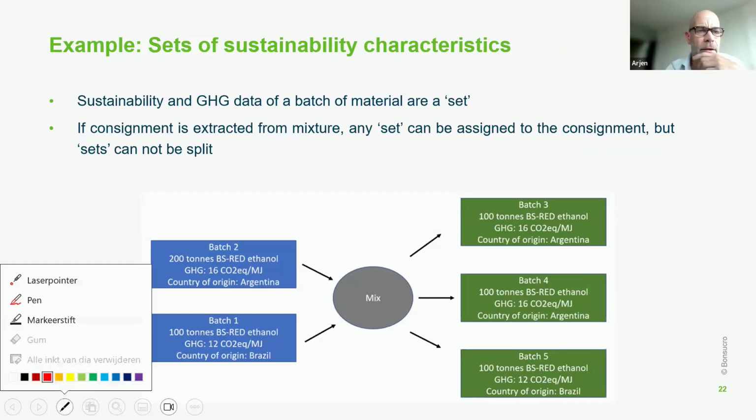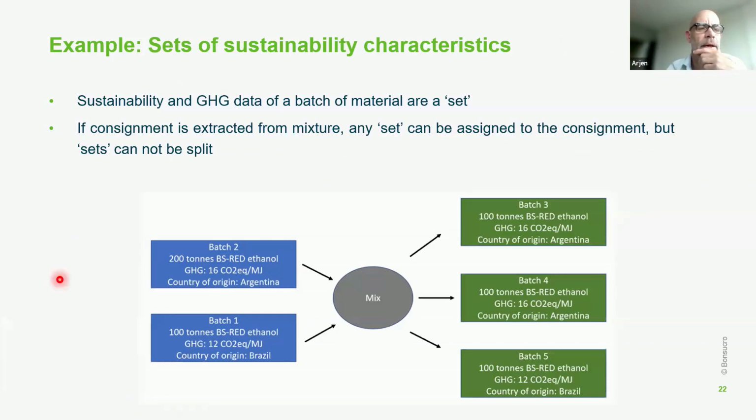the fact that sustainability data and greenhouse gas data shall be considered as a set. What you see in this example here is on the left side, there are two batches of material going into a mix. Two batches of Bonsucro EU-RED certified ethanol, 200 tons is batch two, and 100 tons is batch one. But both of these batches have different sustainability characteristics.